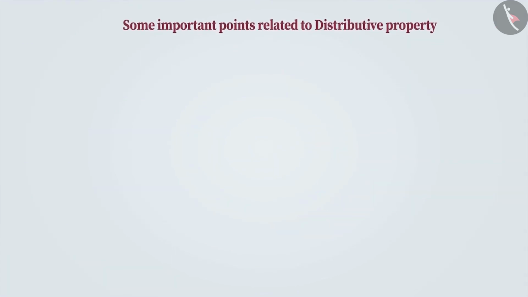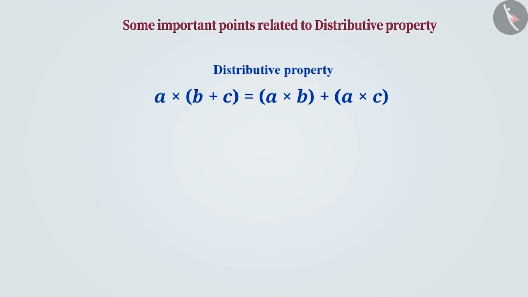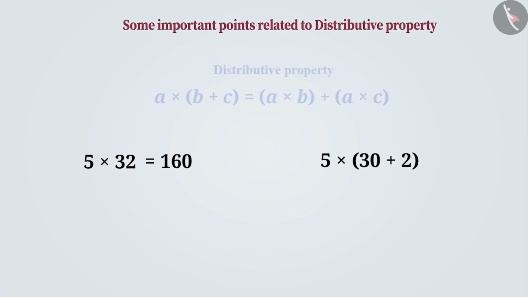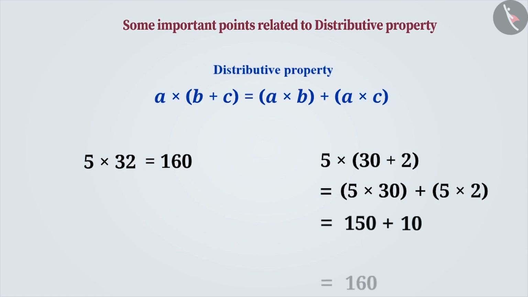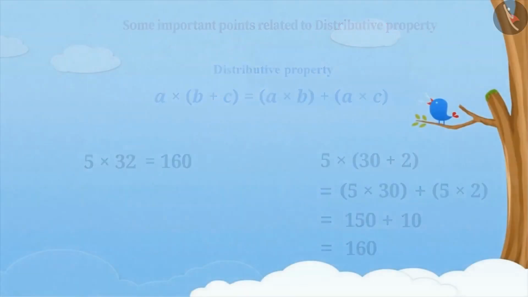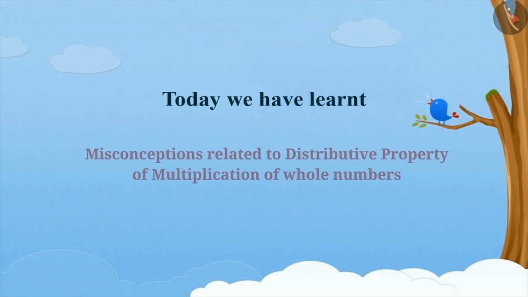Some important points related to distributive property. Sometimes there will be no correct understanding of distributive property, or sometimes it is just considered as a rule. Because of this reason, it is not applied to simplify the multiplication. In our daily life, we come across many situations where we can use the distributive property to multiply two numbers without manually multiplying the numbers on paper. That is why this is an important property. Today, we have seen some misconceptions related to distributive property of multiplication of whole numbers.